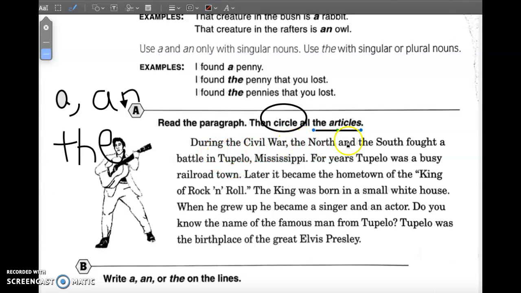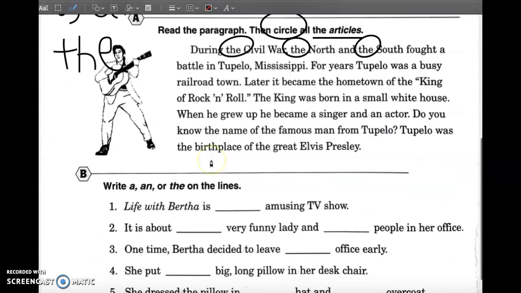During the Civil War, the North and South fought a battle in Tupelo, Mississippi. Oh, right here is the word the. The North and South. Oh, the North and the South fought a battle in Tupelo, Mississippi. Those are 3 articles in that first sentence. Continue down through and continue looking for the articles in this paragraph.